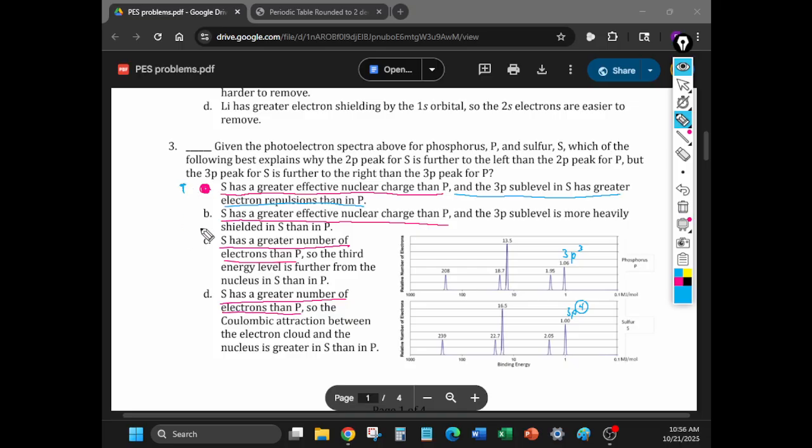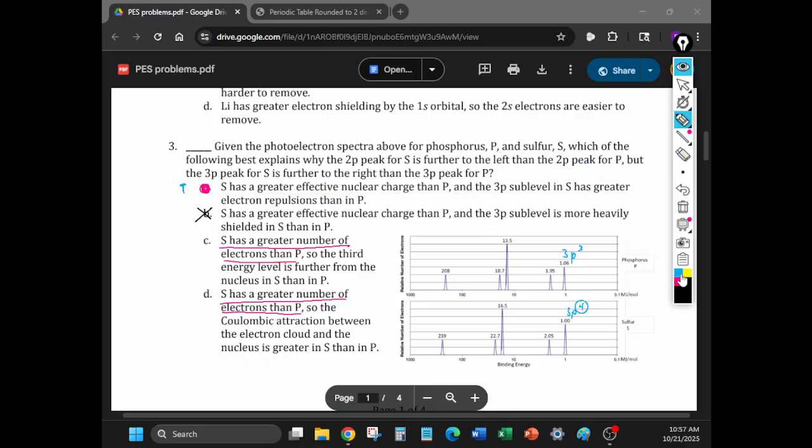Okay, now let's go to B. B starts with the correct statement, but the second statement is incorrect because it says the 3p subshell is more heavily shielded in S than in P. Well, if you think about shielding, these are the outside electrons, right? If you look, they have the same number of electrons in the inner shells. And so this answer is incorrect because that second statement is not true.